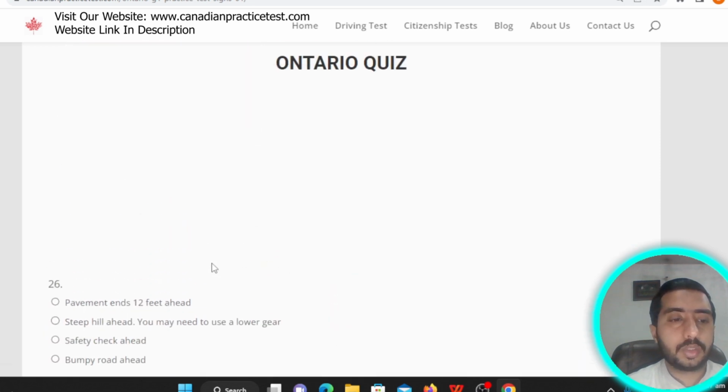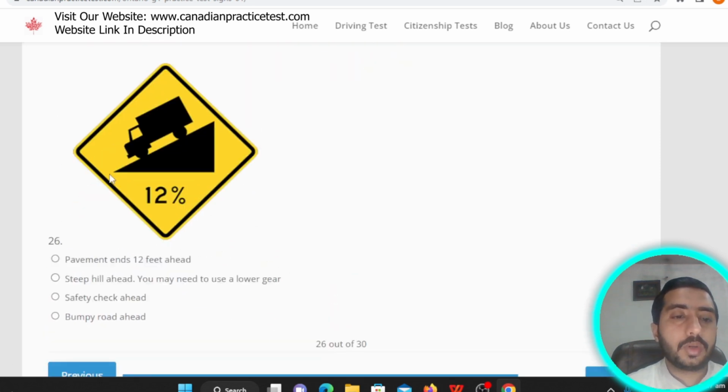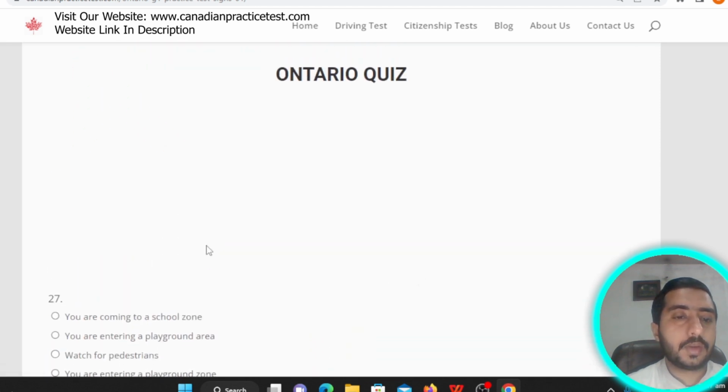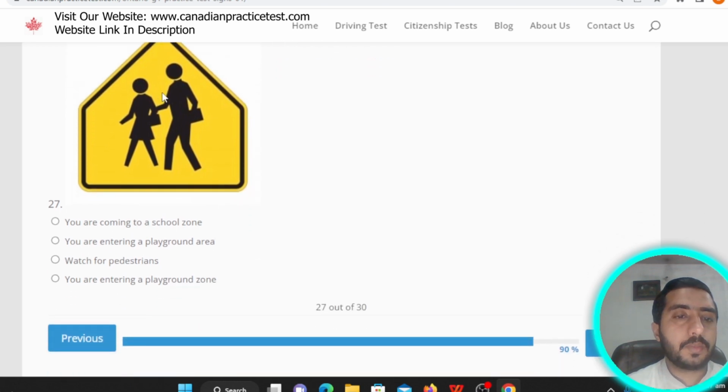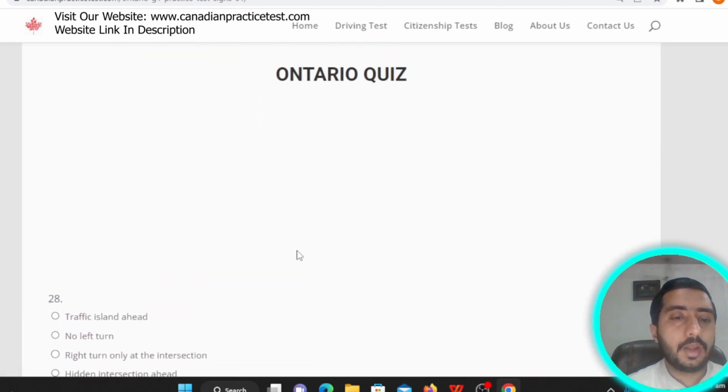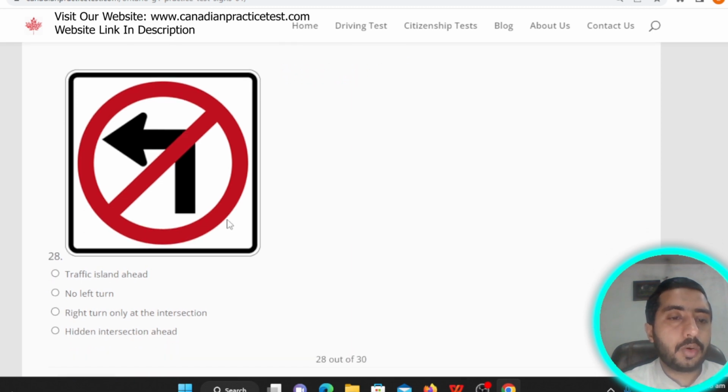Next one, question 26. This 26th symbol is denoted by steep hill ahead. You may need to use a lower gear, which is option B. Next question, question 27. This 27th symbol is denoted by you are coming to a school zone, which is option A. Next one, third last question of this quiz. This symbol is denoted by no left turn, which is option B.